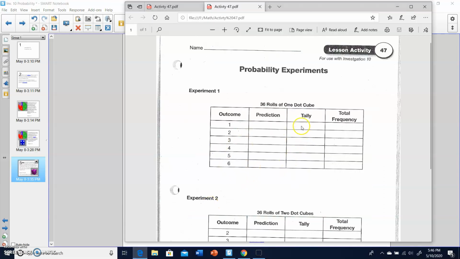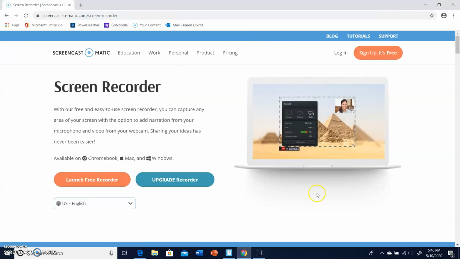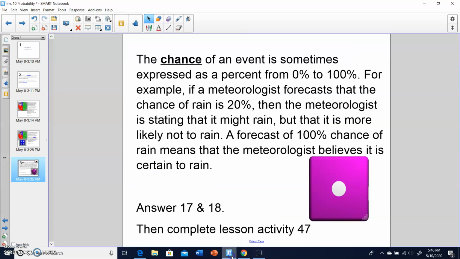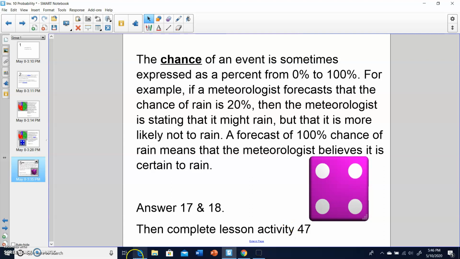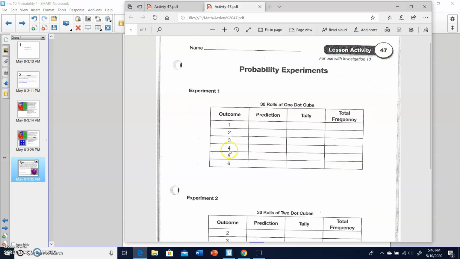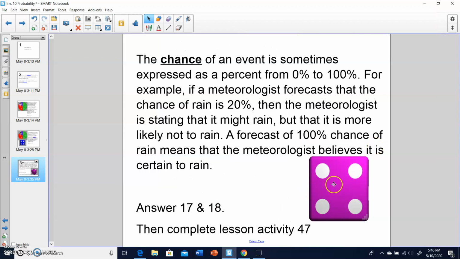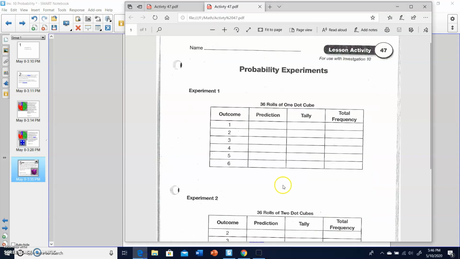you're going to take a pencil and make a tally mark, 1 tally for 1. Roll again. This time it was a 4. So now go to your paper and under 4, you're going to make a tally for 4. Then continue keeping track for 36 times. This time I had a 5. So I'm going to tally under 5.